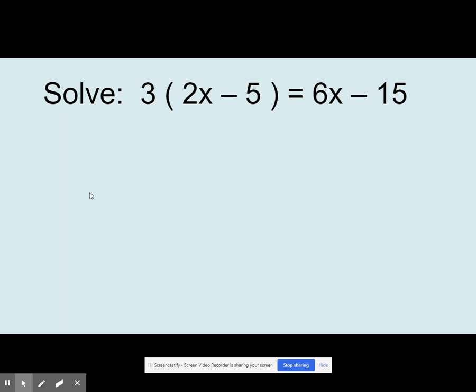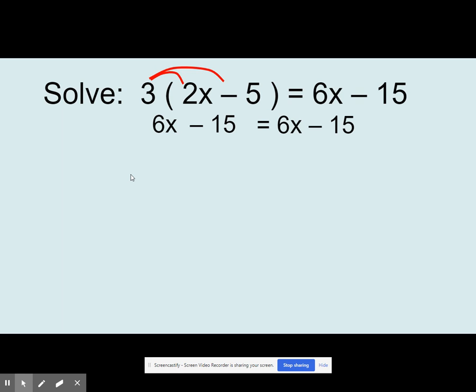Solve 3 multiplied by 2x minus 5 equals 6x minus 15. All right. So we're going to check our notes. First thing, distribute. So we have distributive property. So if we look, do I have any parentheses? Yes, I do. So I need to distribute 3 times 2x is 6x. 3 times negative 5 or 3 times minus 5, same thing, gives you negative 15 or minus 15. And then you bring down your equal 6x minus 15.